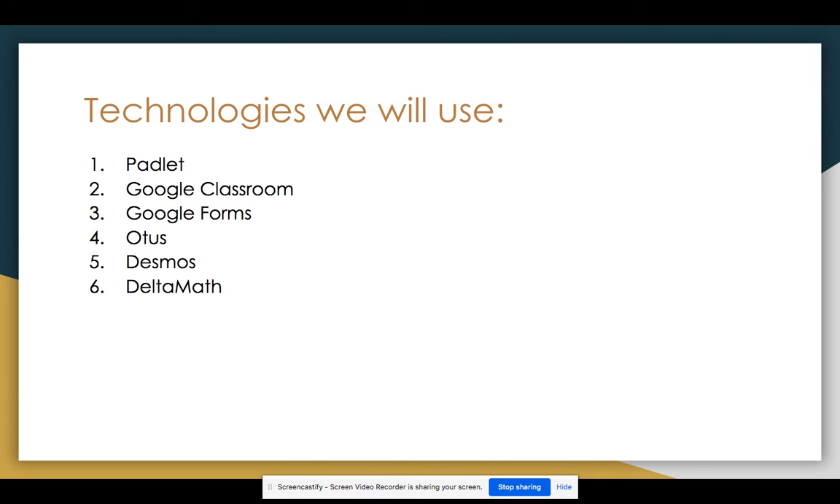All right, so some technologies that we're going to use in this unit: Padlet, which we've used before, Google Classroom and Google Forms, which we use all year, Otis to do some of your assessments, which we've used here and there, Desmos, which we use often, and Delta Math, which we also use often. So there shouldn't be a whole lot of surprises as far as the technologies that we use. But as always, if you guys have questions, I'd be more than happy to answer them, and I look forward to this section of the unit.